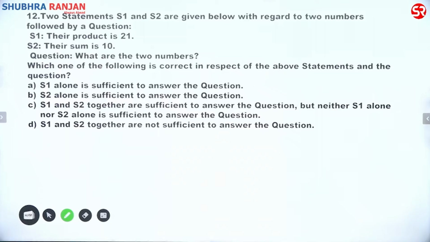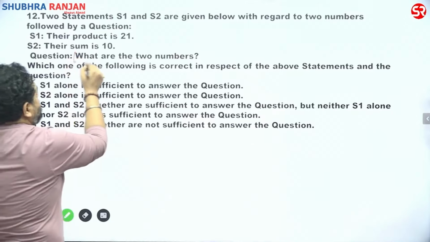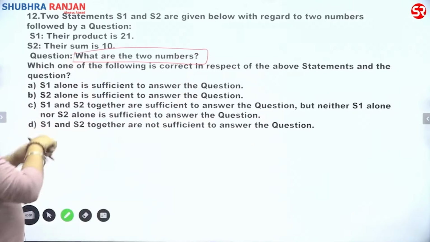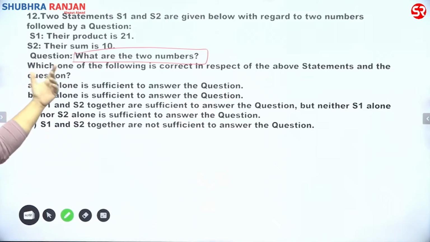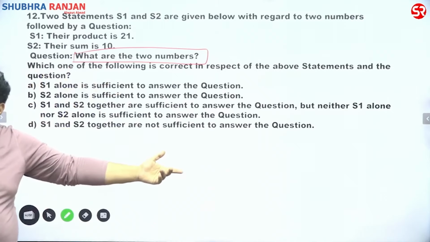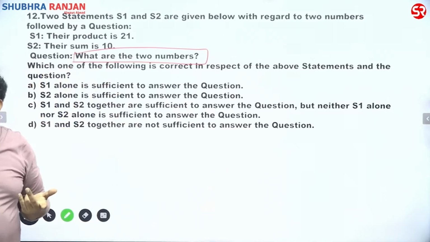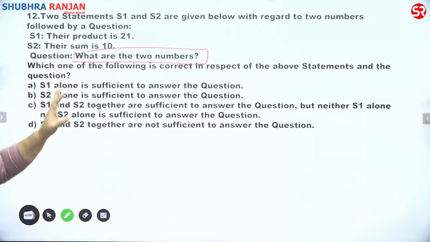But he says, what are two numbers? He is not asking about the number of girls. See, right? This is a beautiful question actually. Question is, what are the two numbers? Their product is 21 and their sum is 10. The two numbers are 3 and 7, or 7 and 3, one and the same thing. So alone is not working. Combined, I got the two numbers as 3 and 7.